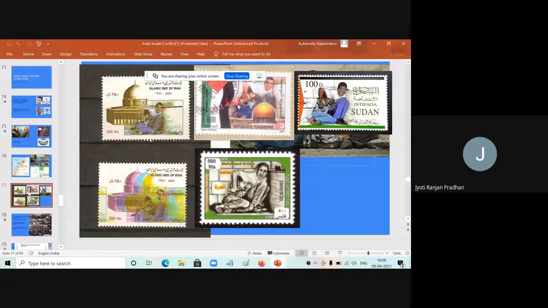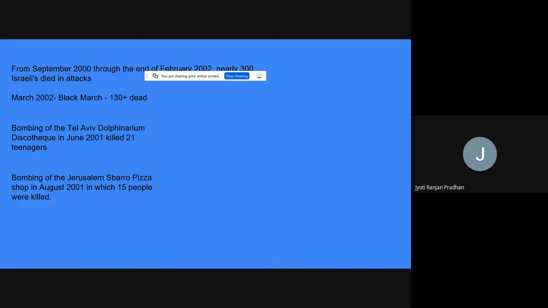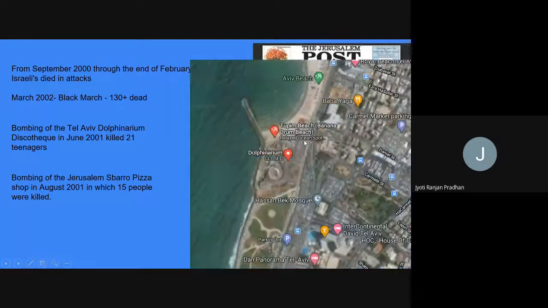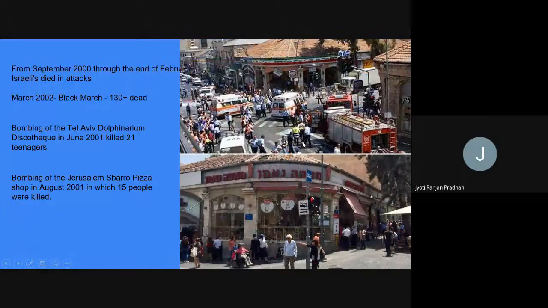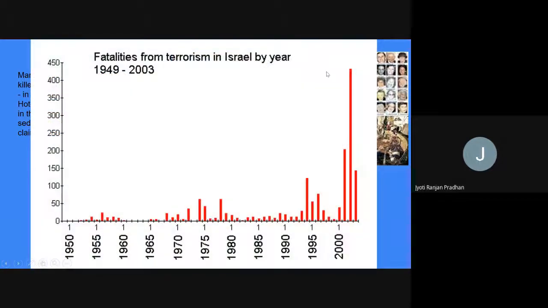And also, there are in the Arab world, a lot of stamps released to commemorate this event. There are gardens and roads named after the child. And as this goes on, we see that the second Intifada has begun. The Tel Aviv Dolphinarium is bombed, places in Jerusalem are bombed, and I'm showing you some pictures, but these are just a few. In March, there's the Black March, because in March, there are like 15 to 20 terror attacks, almost one a day. And then there was a major attack on Passover, the Passover massacre in Netanya.